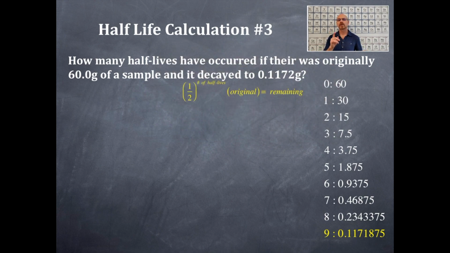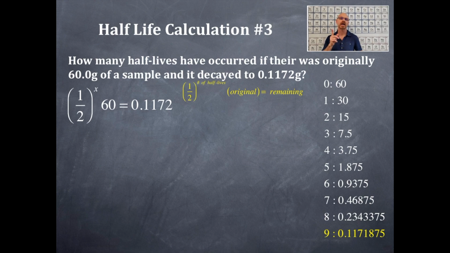I'm hoping that you remember this one from the last half-life calculation number 2. So, what do we have here? We have the 1/2, that's for sure. We have the original amount, that's the 60 grams, and we have how much remains after a certain number of half-lives. And that how much remains is 0.1172 grams. So I'm going to plug all that in, but what I don't have is the number of half-lives. That's going to be my variable. So the x is my variable, that is the number of half-lives.